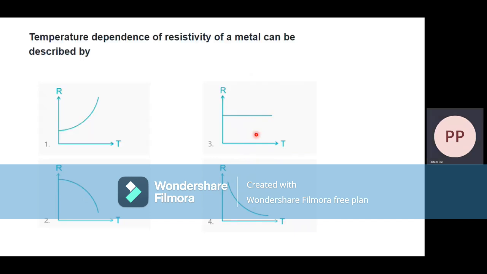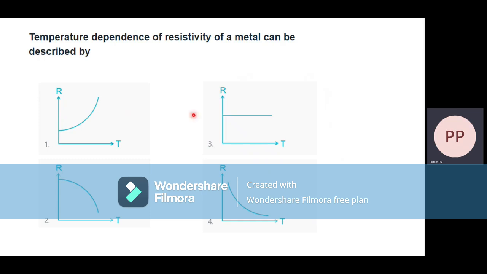So the next question is the temperature dependence of the resistivity of a metal. Which is the best figure that describes how the resistance, or resistivity, of a metal changes with the change of temperature? Four graphs are given here. You have to just find out the right one.